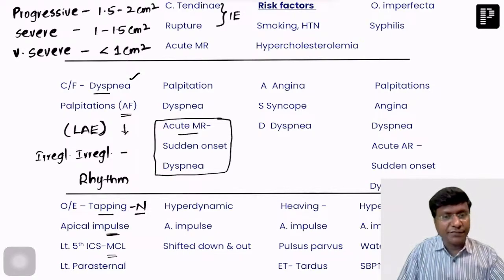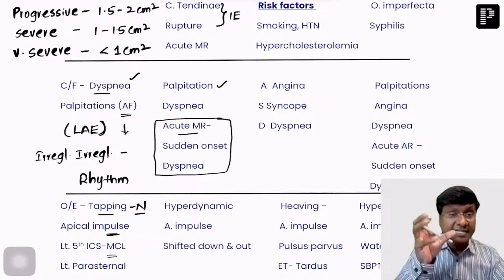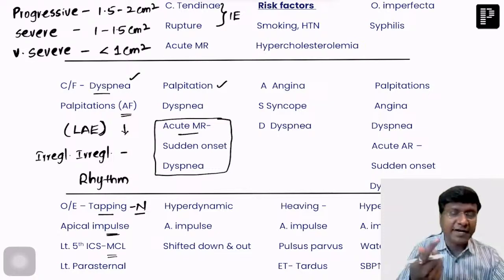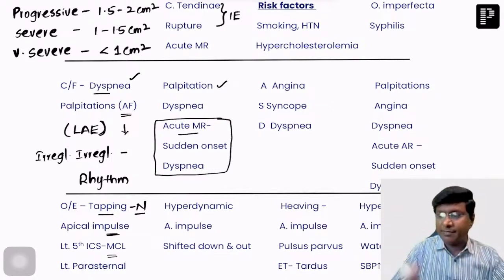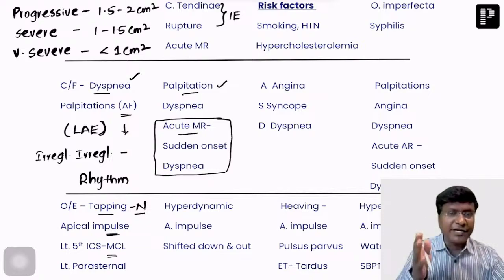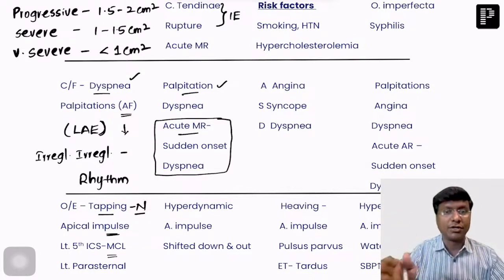Whereas in case of chronic MR, it is a mild regurgitation back into the left atria. So there is left atrial enlargement, as you have adequate time for the left atria to get enlarged. That enlarged left atria is arrhythmogenic, causing atrial fibrillation, because of which there will be palpitations, right? And at one point of time, when MR goes into a state of left ventricular failure, then these patients will have dyspnea.